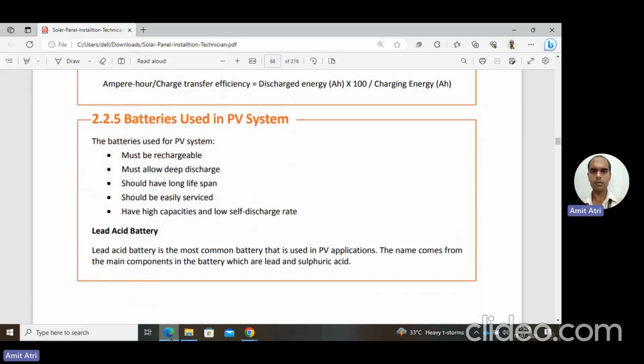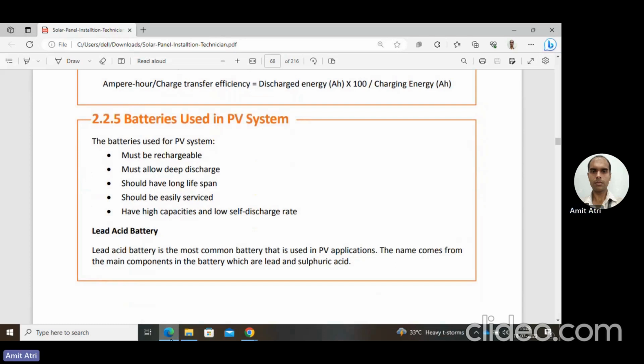Now batteries which are used in a PV system should have some desirable characteristics. First of all, it should be rechargeable. Okay, it must allow deep discharge, should have a long lifespan, should be easily serviced, should have high capacity and a low self-discharge rate.